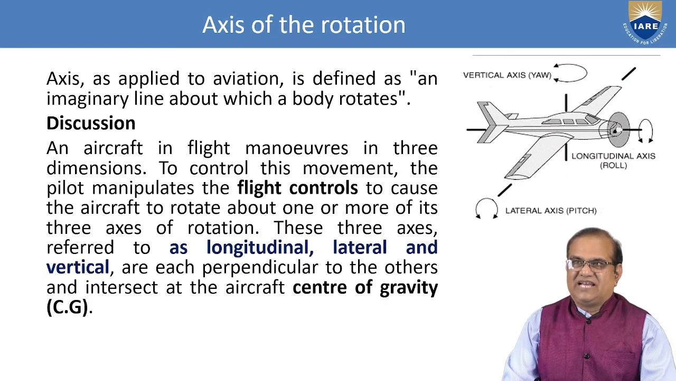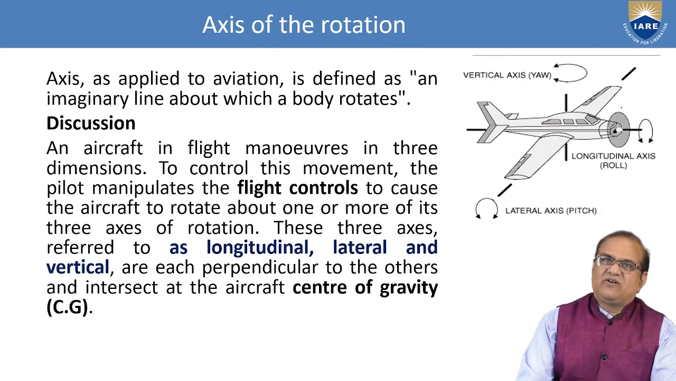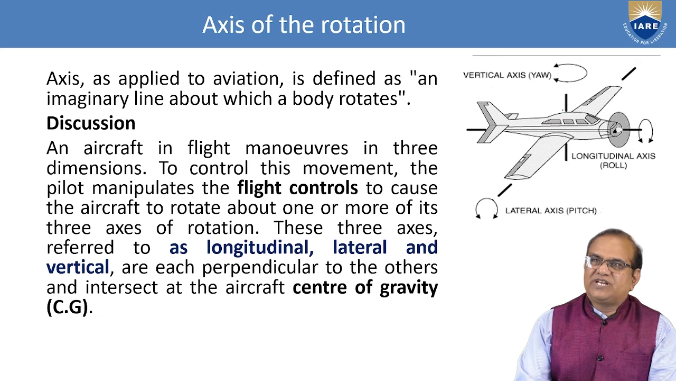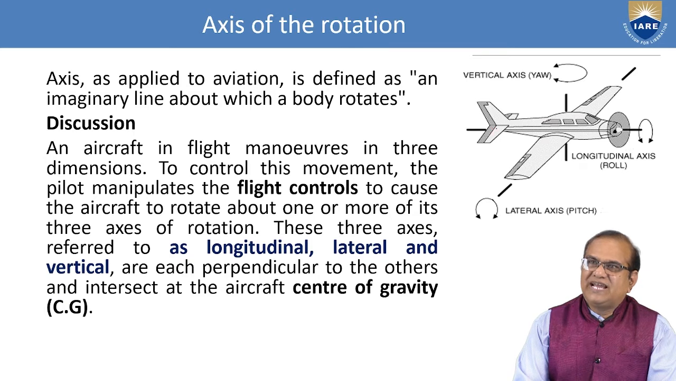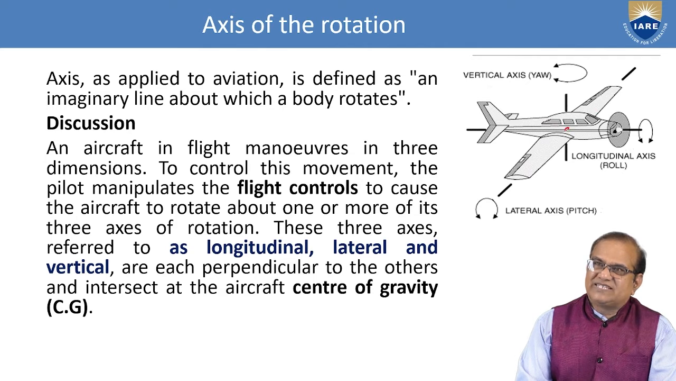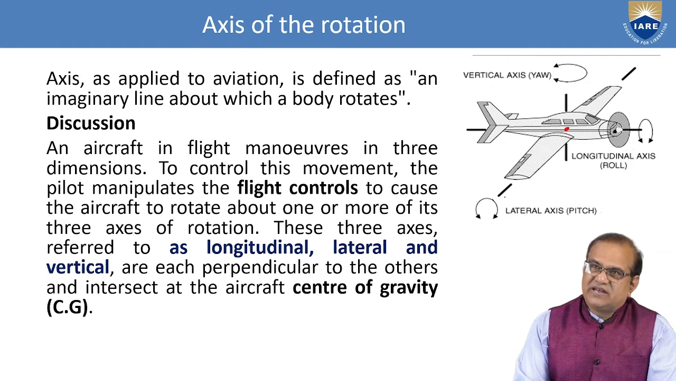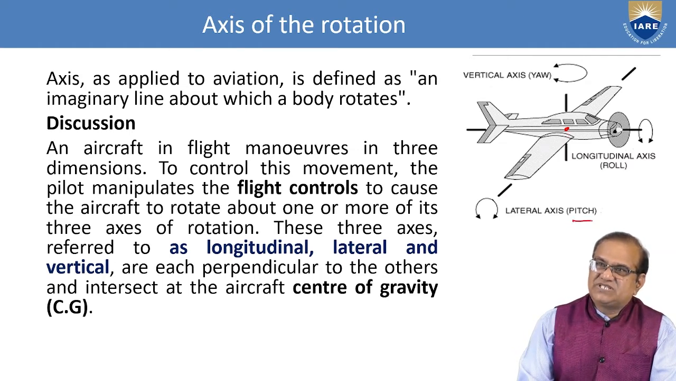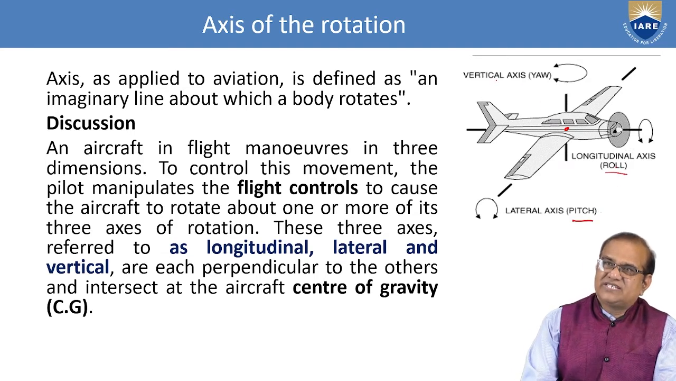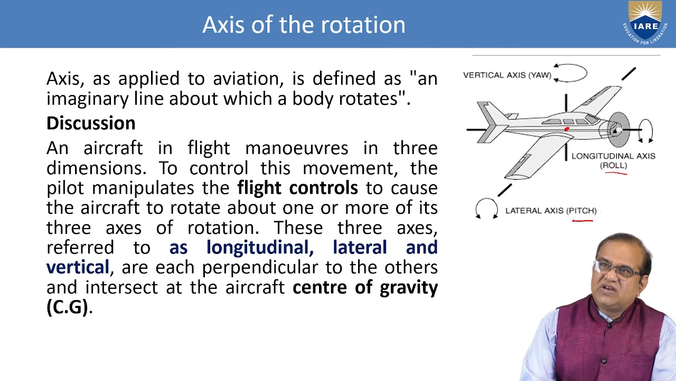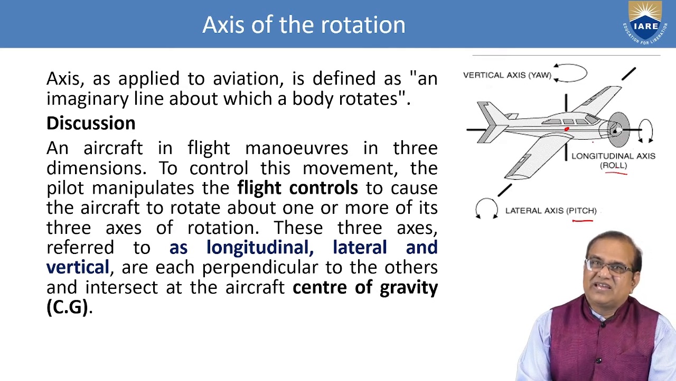Here I want to discuss the axes of rotation, and I have shown that this is the horizontal line. From tail to nose or nose to tail, it is called the longitudinal axis, which is used for rolling. From wingtip to wingtip via the center of gravity is the lateral axis, and pitch takes place about it. The third axis is the vertical axis, about which the nose goes left or right, and it is called the yawing axis.